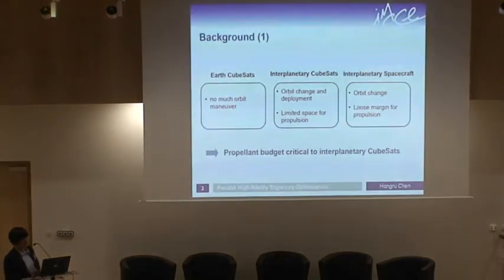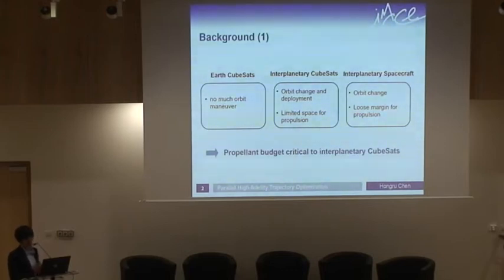I will quickly review the difference between Earth CubeSats, interplanetary CubeSats, and interplanetary spacecraft. For Earth CubeSats, generally there's no need for orbit change or a propulsion system. But for interplanetary CubeSats, we need to do some orbit change. Also, in some cases you need to deploy the CubeSats away from the major spacecraft in order to secure the major mission. And in some situations of cooperative operations, such as in satellite ranging or interferometric measurements, we need to deploy multiple elements into space. So the CubeSats have to rely on their onboard propulsion systems to get separated.